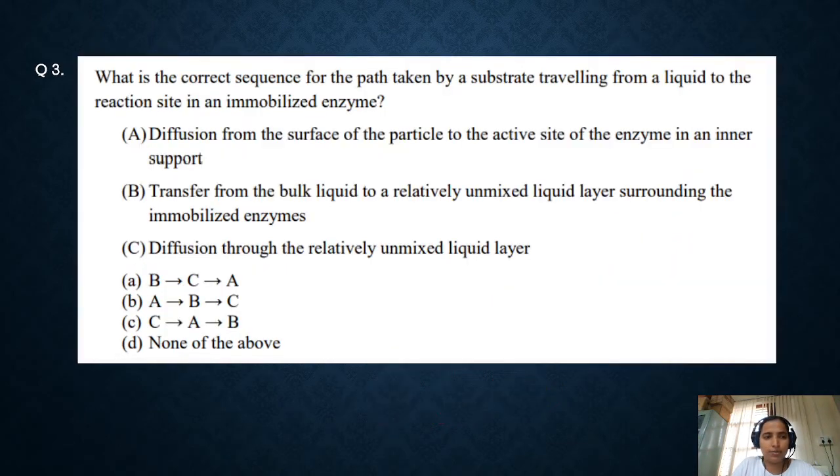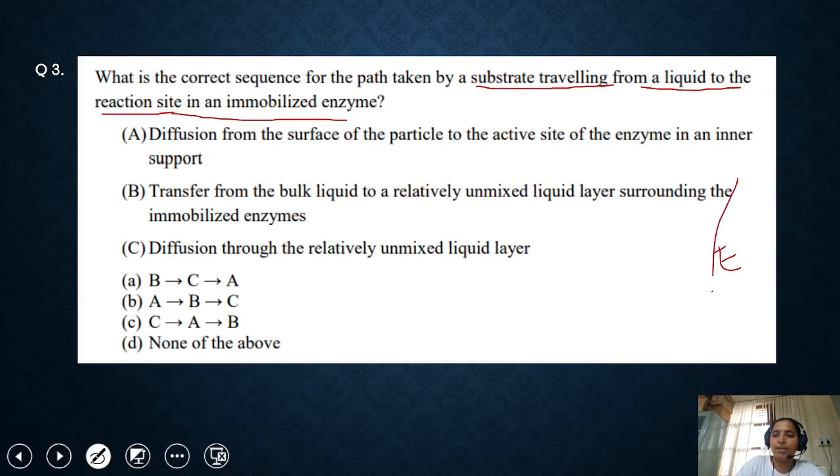Now let's come to the third question. What is the correct sequence for the path taken by substrate traveling from a liquid to the reaction site in an immobilized enzyme? So they are asking for the whole pathway that a substrate takes when it moves from a liquid to the reaction site in an immobilized enzyme. Means the enzyme is immobilized, maybe in matrix form or in capsule form, but it is entrapped.